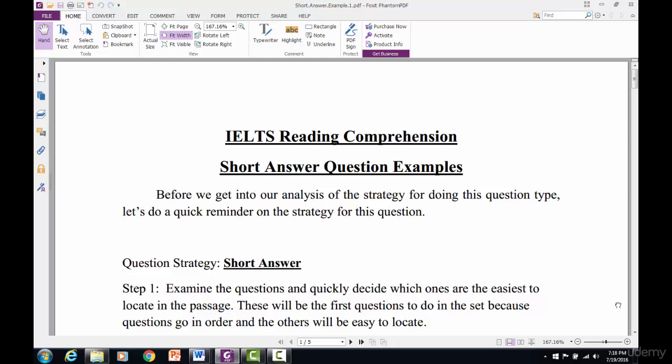You want to be able to quickly find the first question that's easiest to find, so you can get everything lined up. With our short answer questions, we look at the keywords in the question, then look at the sentence that has those keywords, and then we can find our answer. And make sure you pay attention to the directions. The directions will say write 1 word or write 2 words or write 3 words, but it's really important that you pay attention to the directions, okay?